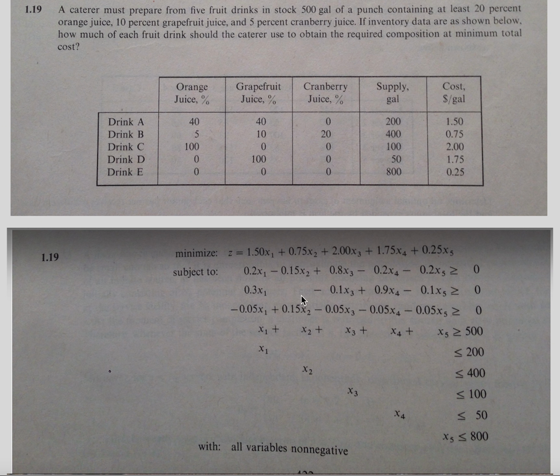So these top three constraints are simplified versions of the constraints for the orange juice, grapefruit juice, and cranberry juice requirements. The fourth constraint is just the fact that we need to make at least 500 gallons, and the other constraints are just the limitations on each resource available. Each drink has only so much supply, so we can't go beyond that.